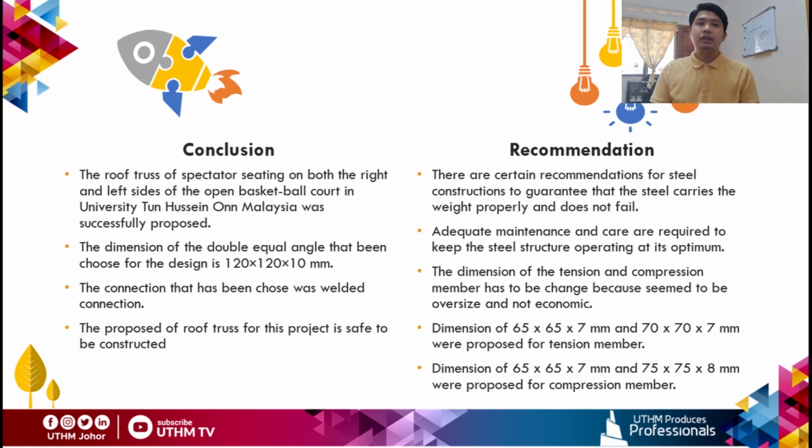Next is the recommendation. There are critical recommendations for steel construction to guarantee the steel carries the weight properly and does not fail. First, adequate maintenance and care are required to keep the steel structure operating at its optimum. The dimensions of tension and compression members have to be changed because they seem to be oversized and not economic. The dimensions of 65 times 65 times 7 mm and 70 times 70 times 7 mm were proposed for the tension member. The dimensions of 65 times 65 times 7 mm and 75 times 75 times 8 mm were proposed for the compression member.